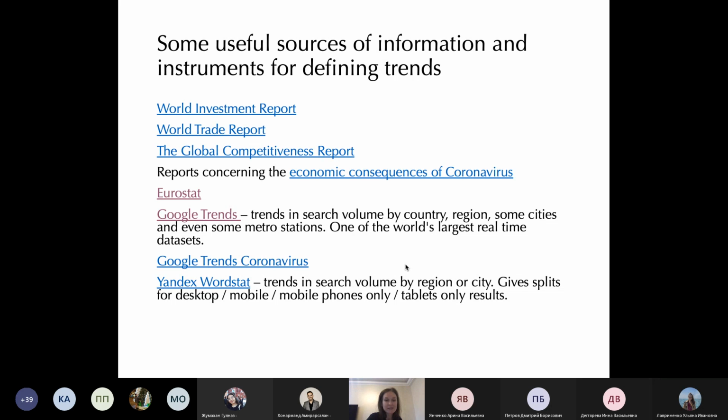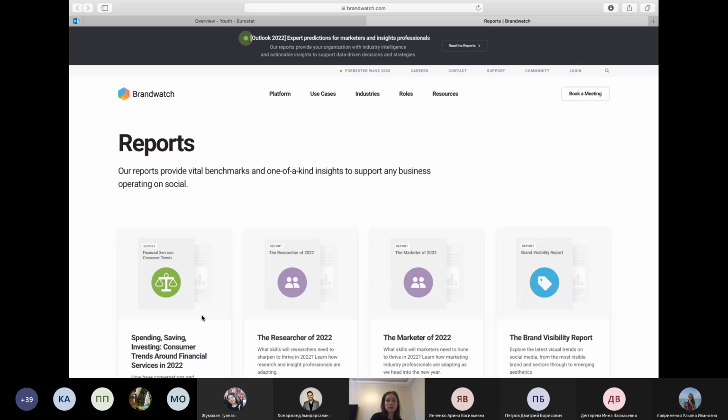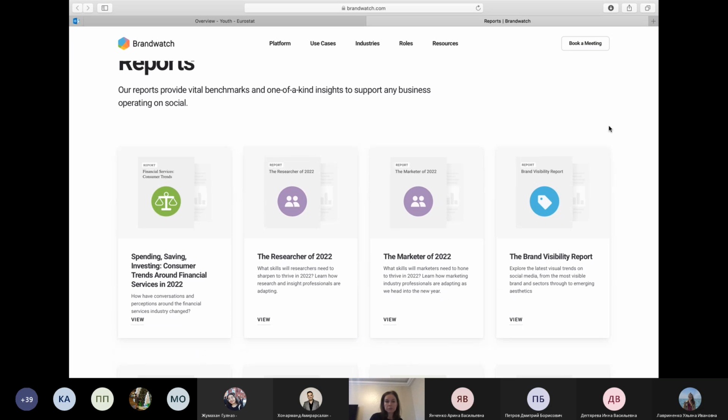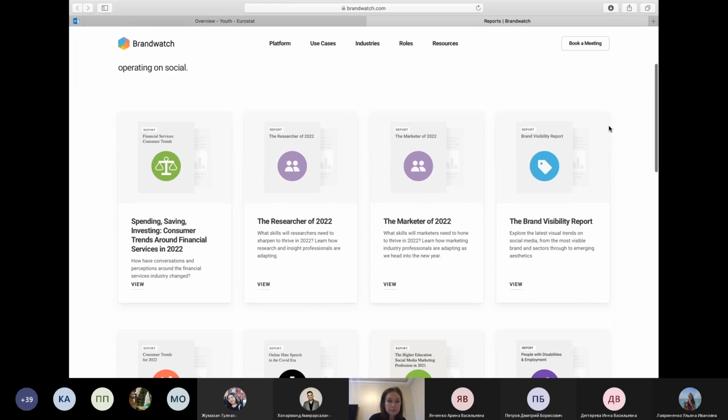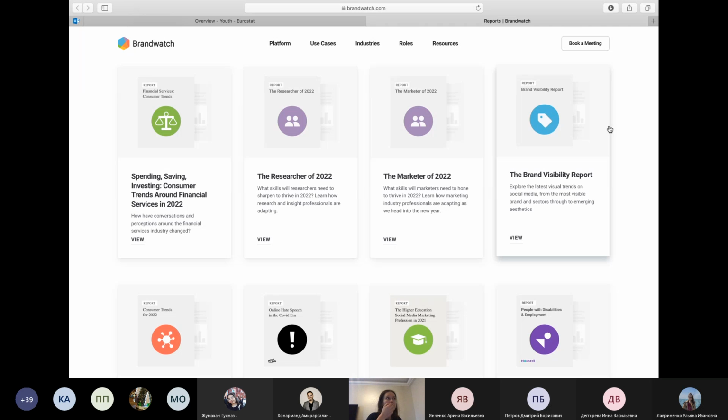This is reflected in the name, right? Google Trends. So trends in search volume, and that reflects what we are preoccupied with, right? What is in our mind. And another instrument that I personally find useful, Brand Watch. So Brand Watch is a company that provides services related to the analytics of social networks mainly. And they produce very interesting reports, which may be downloaded for free. And they are 100% marketing related. Because the main data is coming from social networks, they mostly explain trends in consumer behavior.